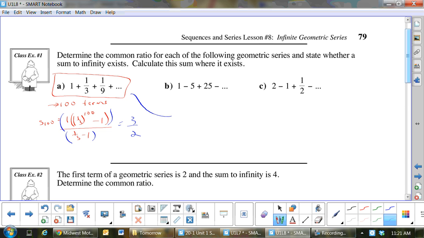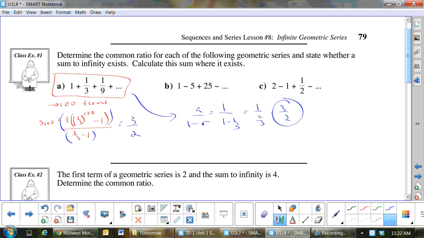Now, you know the formula they give us? Let's try it. A over 1 minus R. A is 1. So that's 1 over 1 minus 1/3. What do you mean you didn't get that? I just put stuff from the formula in there. R is 1/3, right? This equals 1 over 2/3, which equals 3 over 2.